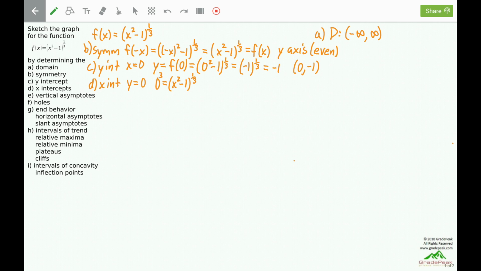We can start by cubing both sides. Zero cubed is 0. X squared minus 1 to the 1/3 to the cube. We multiply the exponents, 1/3 times 3, which is 3 over 3, or 1. We'll leave just x squared minus 1, which can further factor, because it is a difference of squares, into x plus 1 and x minus 1.